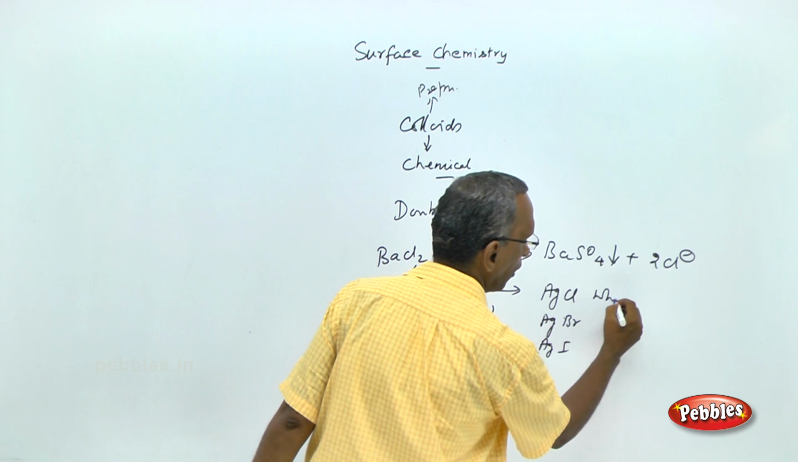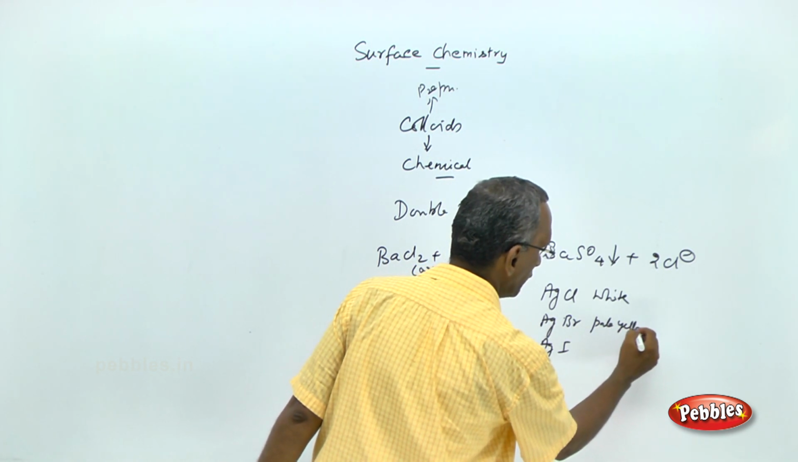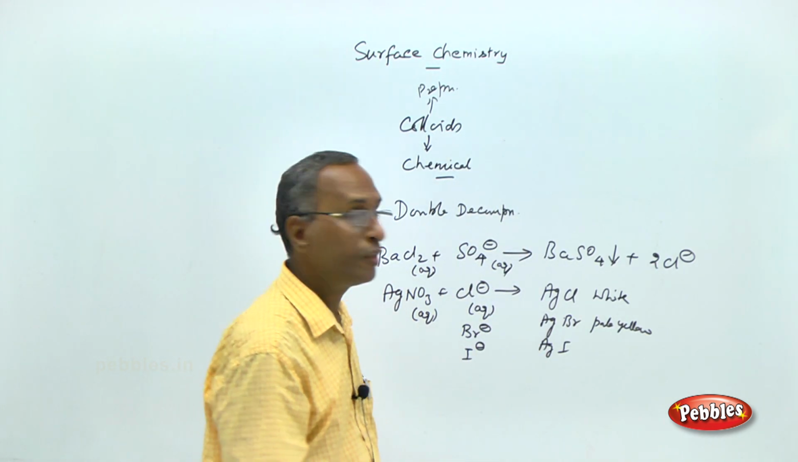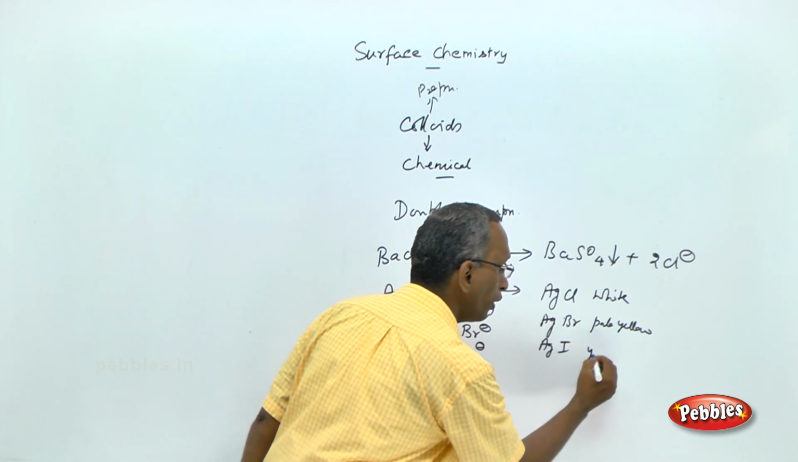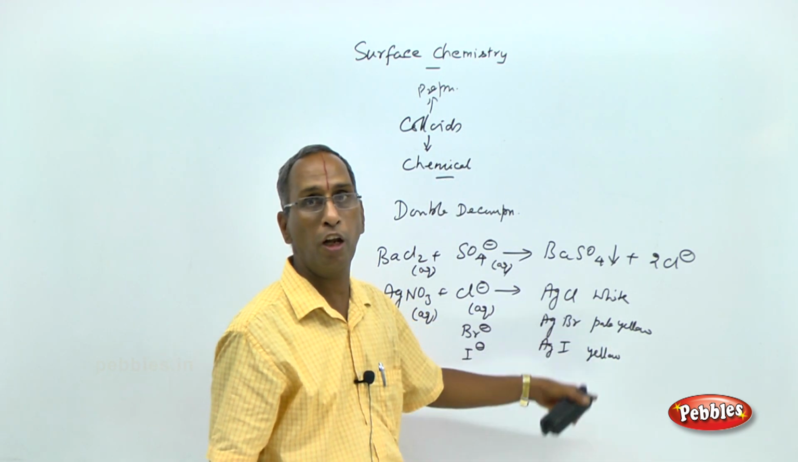AgCl is a white colored colloid. AgBr is colored pale yellow. Silver iodide is pure yellow. So there is a shade in color: white colloid, pale yellow colloid and yellow.